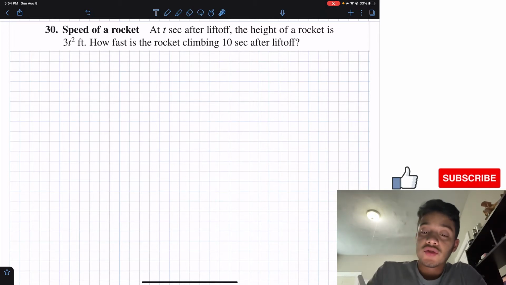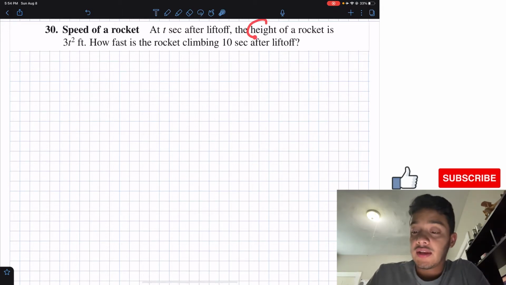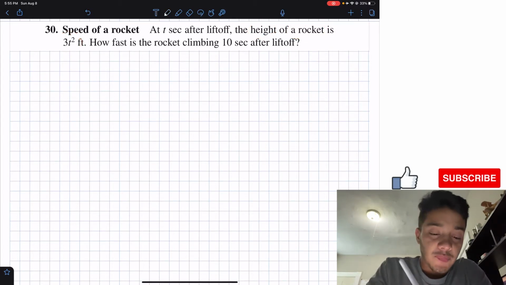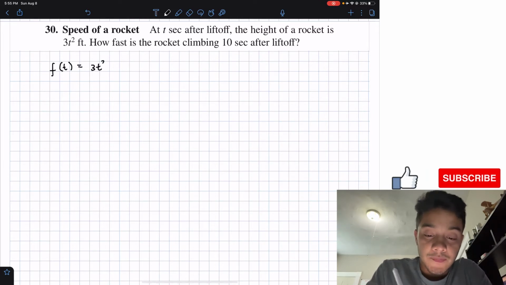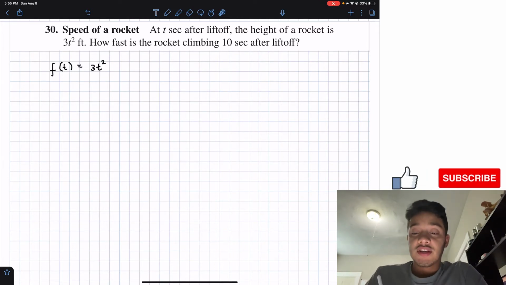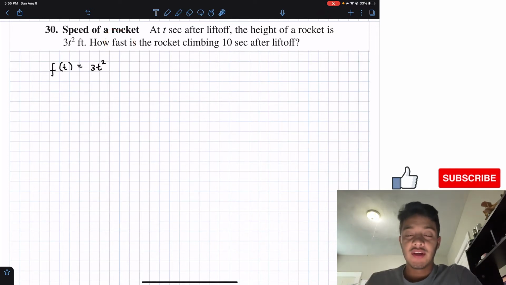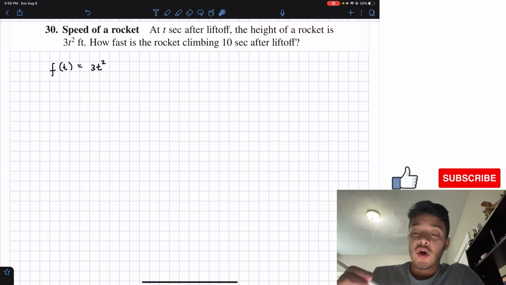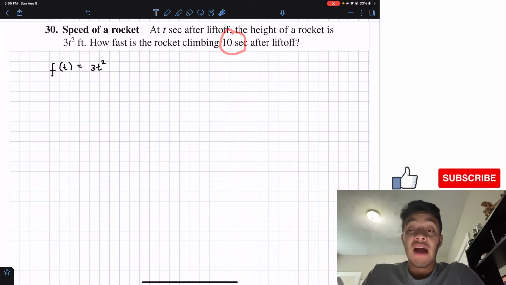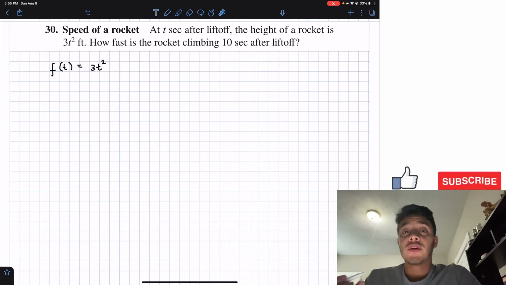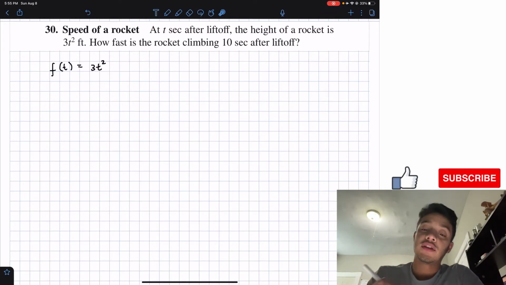Okay, so basically they're telling us that we have the function of the height of this rocket, and the function is equal to 3t squared. So we're going to put that our function in terms of t is equal to 3t squared. Alright, now they're asking us how fast, basically at what velocity or speed is this rocket climbing. So they give us the time, but we don't know what the velocity equation is, right? What's the function, basically.